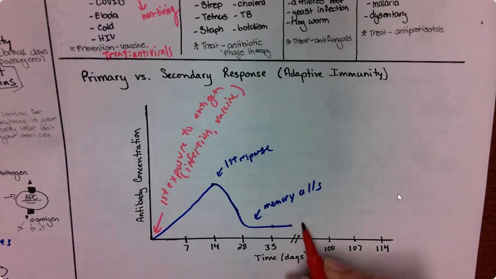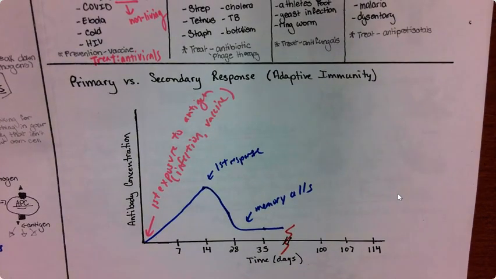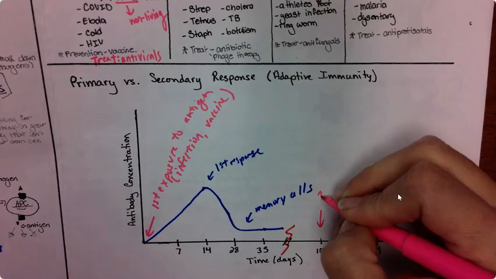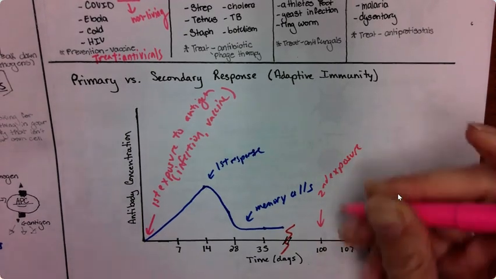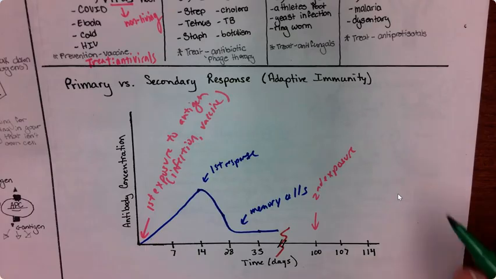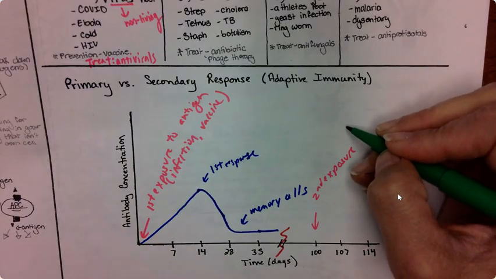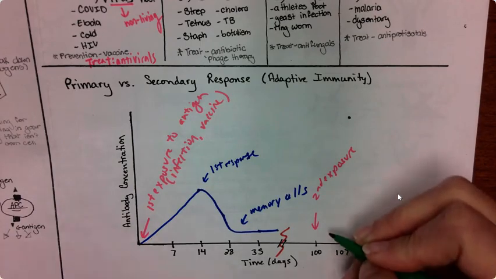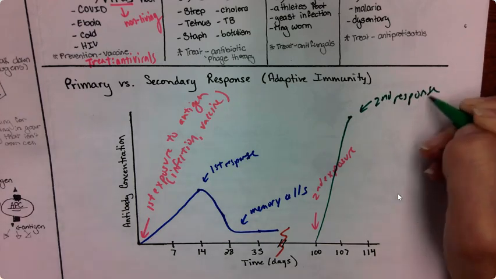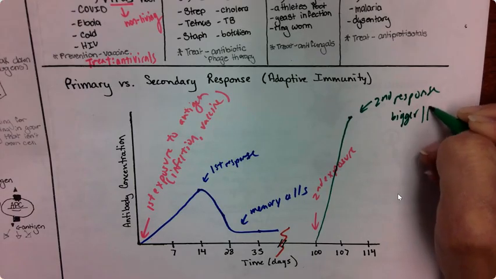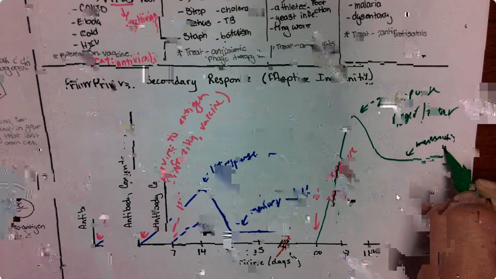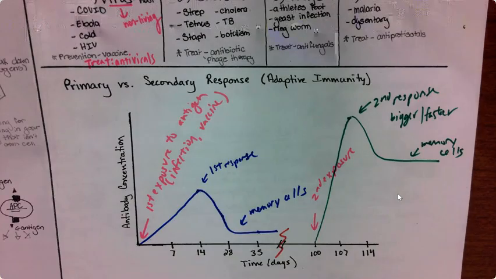Now, this is a break in the graph signaling like a long amount of time. And now let's look at 100 days. Let's say you come in contact with that infection again. Okay, so at day 100, this is your second exposure to the same pathogen. Luckily, your body has these memory cells. So what happens is your antibody production peaks at 7 days. Actually, more like 4 to 7 days, okay? And it's a lot bigger. So your second response is bigger and faster. And then you carry more memory cells. So your body learns and doesn't get sick the second time.